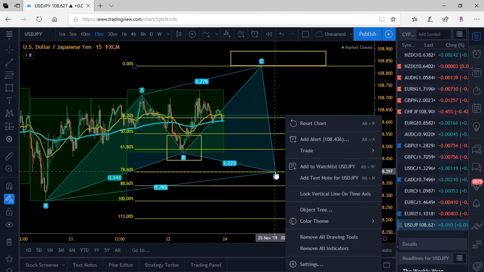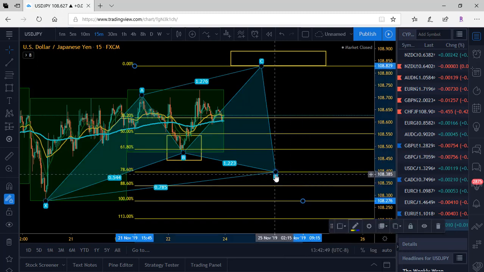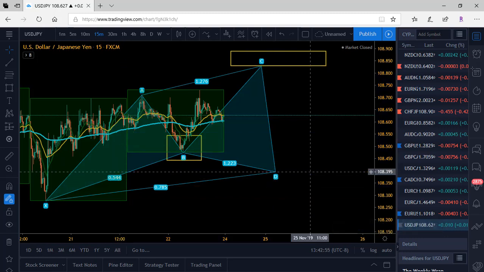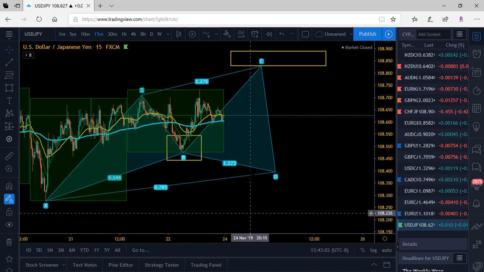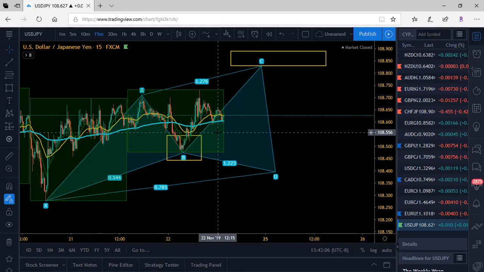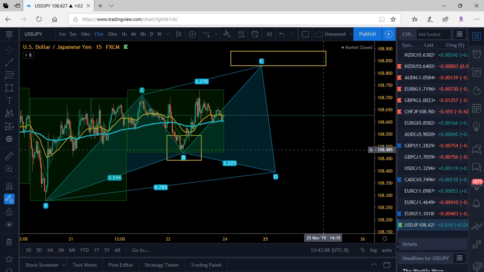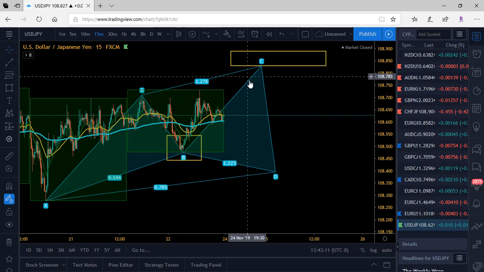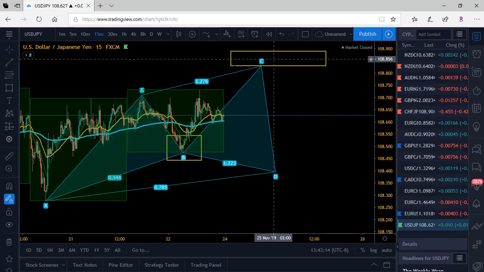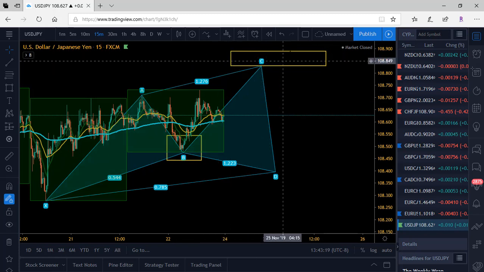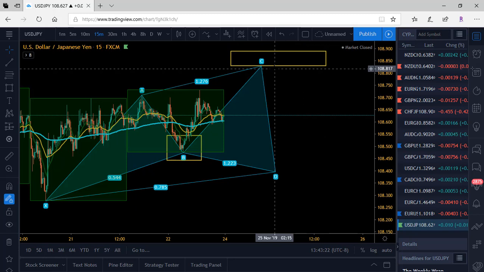So this is the PRZ for that D point. This pattern is not ready for a Cipher, so I'm just going to keep it here and see how it reacts once it reaches this PRZ, where PRZ is potential reversal zone.